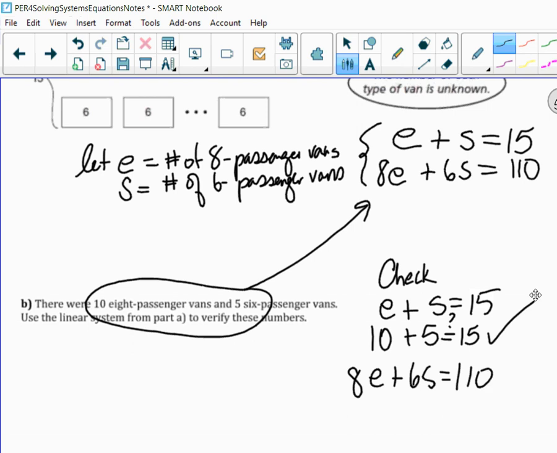So 8 times 10 plus 6 times 5, does that equal 110? So 8 times 10 is 80, and 30, that sure adds up to 110, so that is true. Okay, so do you see how you verify?